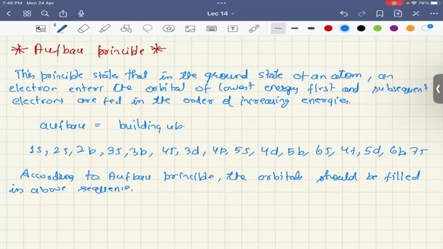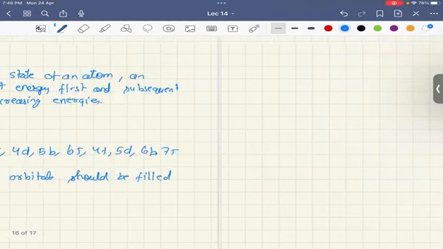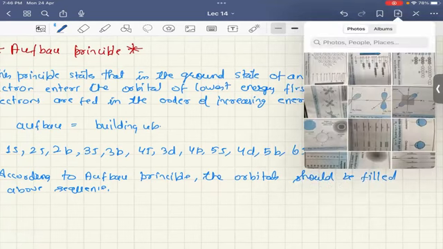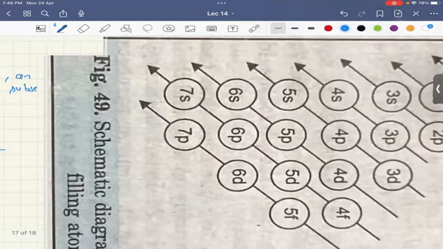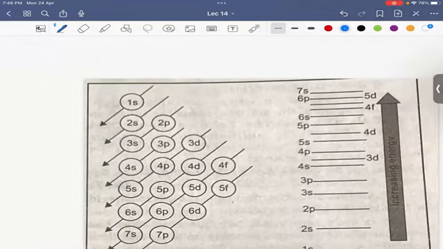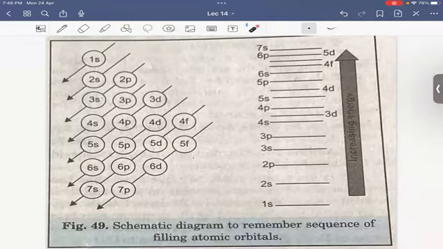Right. So in order to explain this, what we can do is we can draw a picture. This is the way the electrons are going to fill. You can remember it like this. First 1s, then 2, 3, 4, all the orbitals in the first orbit, second orbit, third orbit, fourth orbit, and so on and so forth. And then you draw an arrow like this.